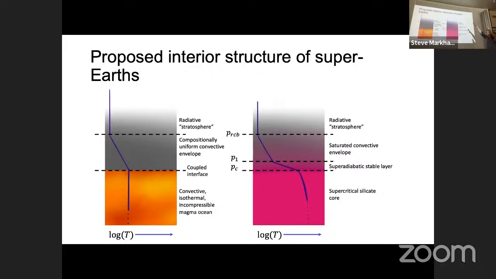If you start from the top, you have the same principle where you have the radiative stratosphere that turns into an envelope, but where this begins to change is you instead have an envelope that is saturated with rock vapor. As it reaches the pressure at which you stop convecting, then you can support a super-adiabatic temperature gradient, and this leads you to a supercritical silicate core. And the prediction is that this supercritical silicate core should have a composition that is 1-to-1 between hydrogen and rock. So the hydrogen, rather than being compositionally distinct, may be intimately mixed with the core.